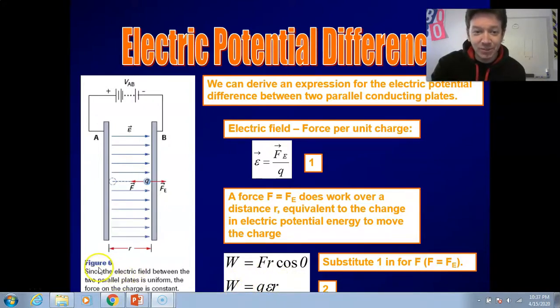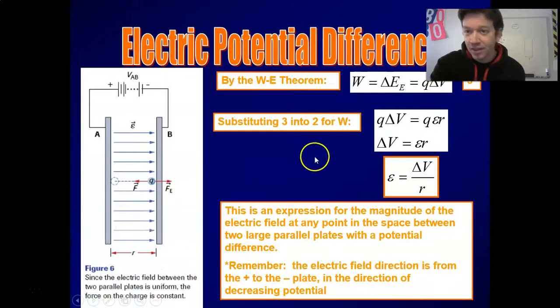And we're going to go a little bit further with this, because we know work done is also equal to the change in energy. And we just learned the change in energy is equal to that charge times the potential difference. So if we set those two equal to each other, charge cancels, and we get that the potential difference equals epsilon, the electric field strength between the plates, times the plate separation. We usually don't write the equation like this. We usually write it as epsilon equals potential difference over the separation between the plates.